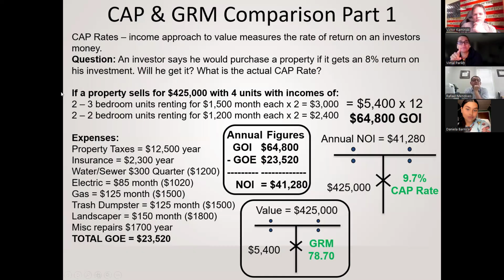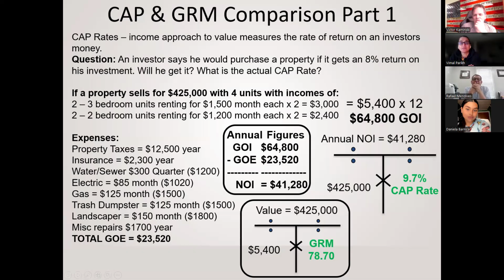One property. It's a property that they're asking $425,000 for. It has 4 units. 2 3-bedrooms that are renting for $1,500 a month each, and 2 2-bedrooms that are renting for $1,200 a month each. These aren't different properties. It's the same property. It's a 4 unit building that has 4 rentals. 2 of them are 3 bedrooms, 2 of them are 2 bedrooms. That's it. It's the same property, but they're two areas too. So this is the income we calculated for this one property.